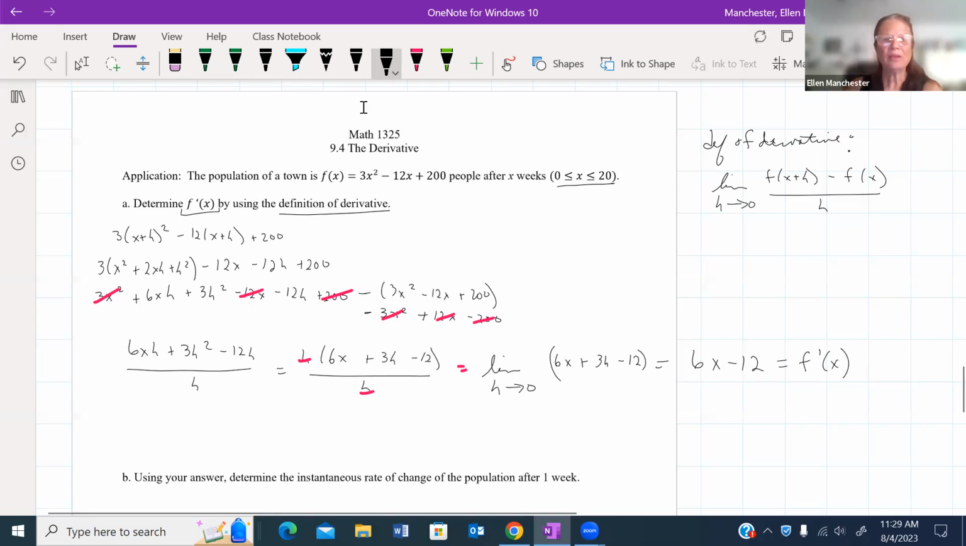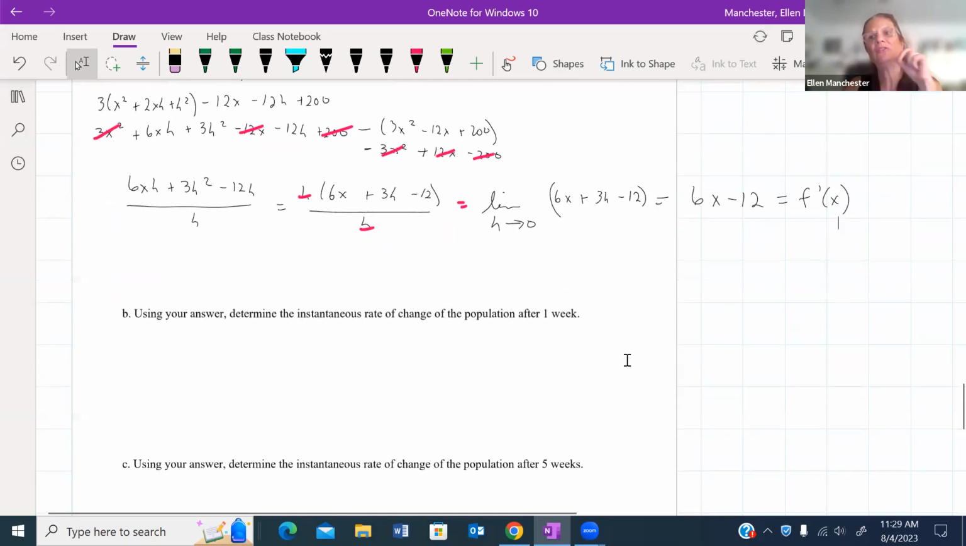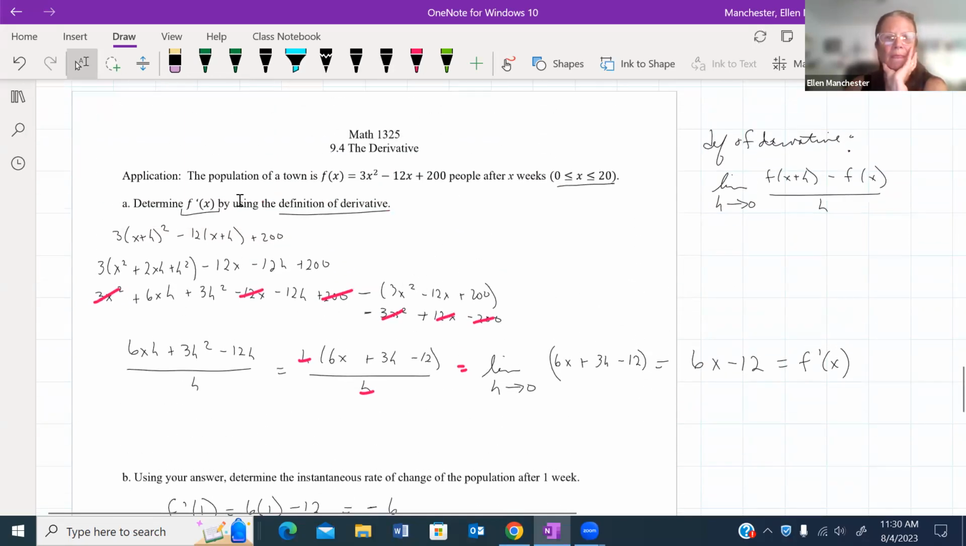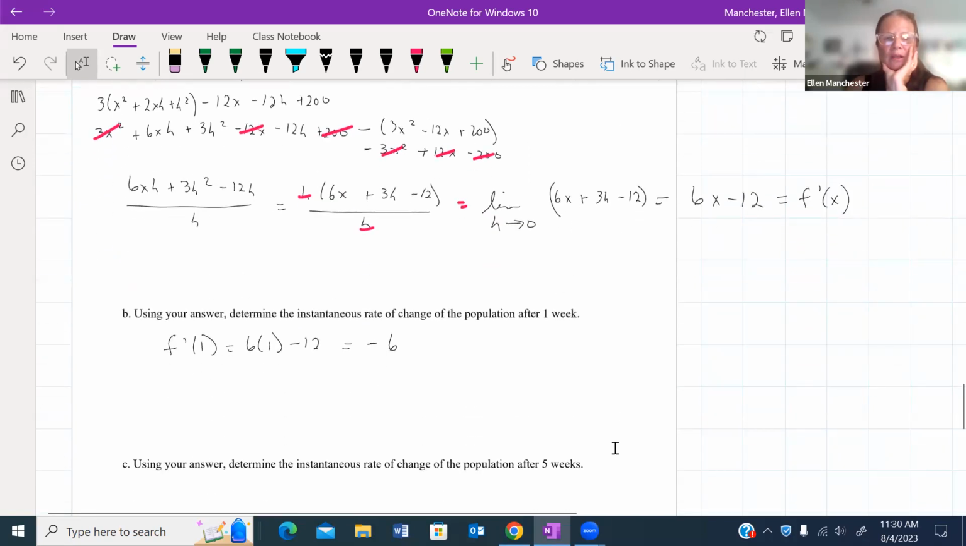Okay, now B says determine the instantaneous rate of change, derivative, same thing, after 1 week. So all I have to do is use my derivative when x is 1. So 6 minus 12 is a negative 6. So here's what that means. When we go back to the population after x weeks, so after 1 week, remember instantaneous rate of change, how is it changing? Not what does it equal, but how is it changing? So our population is decreasing by 6 people after 1 week.